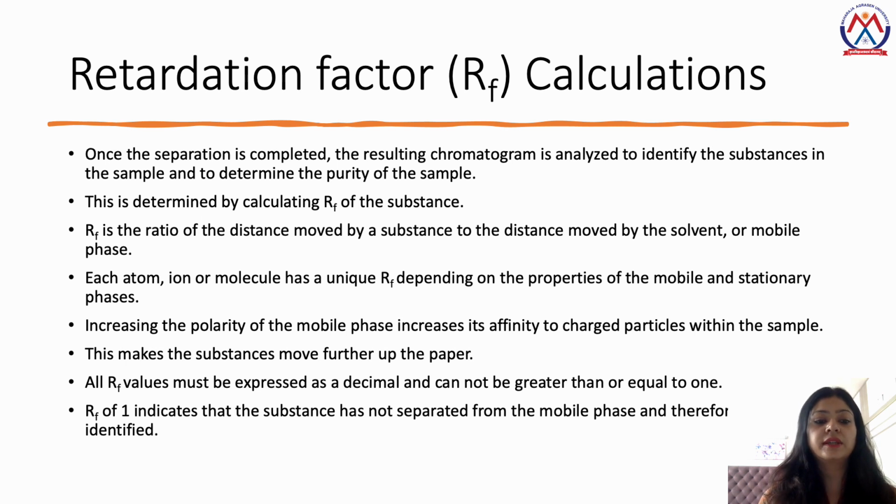All retardation factor values must be expressed as a decimal and cannot be greater than or equal to 1. An RF of 1 indicates the substance has not separated from the mobile phase and therefore the components cannot be identified.